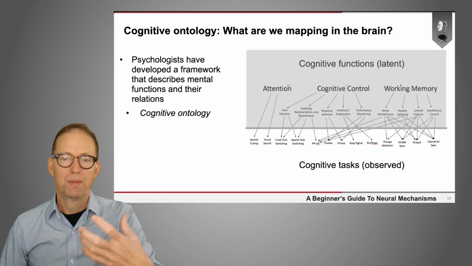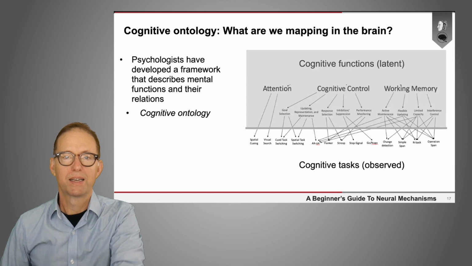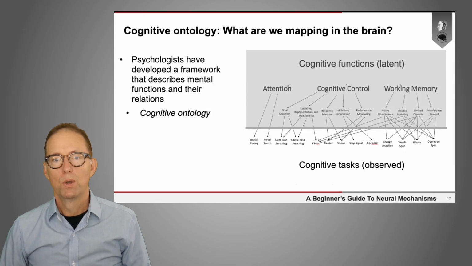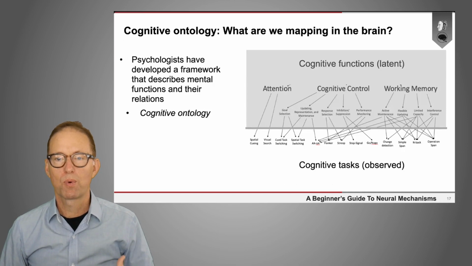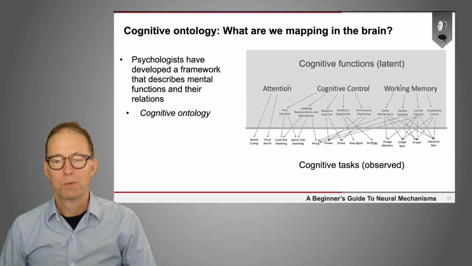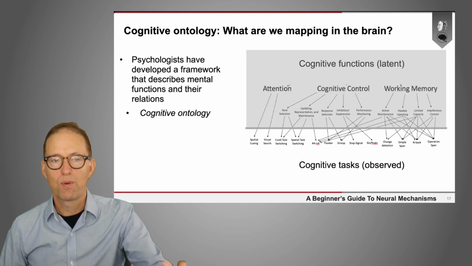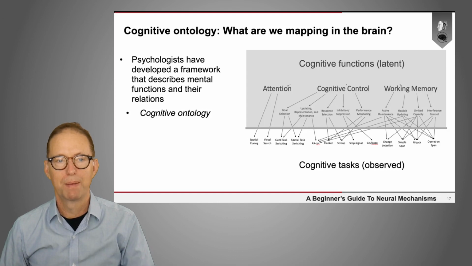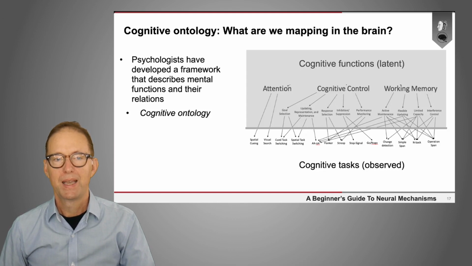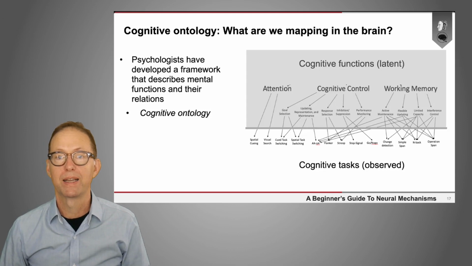Now, moving from the brain side to the cognitive side, let's now ask, what is it that we're actually mapping onto the brain? So, in general, when we do an experiment, we look at the things that psychologists talk about, mental functions, things like working memory or cognitive control or goal selection. And we refer to the framework that describes those functions and their relationships as our cognitive ontology. What are the parts of the mind?